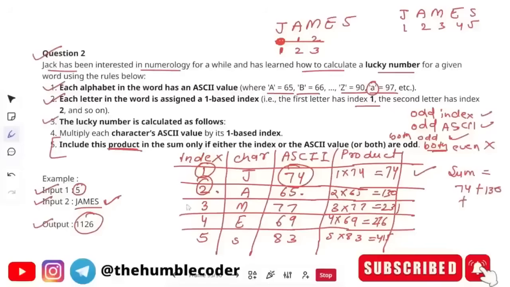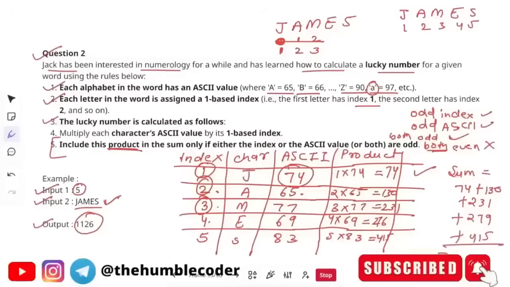Moving forward, the next value is 3. This is odd itself, so I don't even need to check further, because if one is odd, we can take that also, right? So 231. Next, 4 and 69. 4 is even but 69 is odd, so we are going to take this one also. Then 5 and 83. 5 is odd, so this one also we are going to take. So the product of this one.